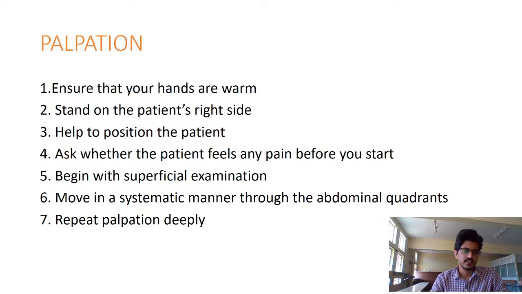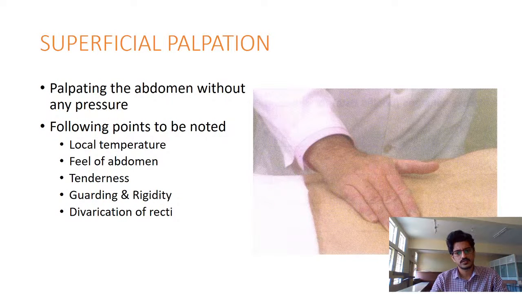Ask whether the patient feels any pain before you start, because if the patient feels pain in any region, you have to examine that region last. If you examine that region first, he may not cooperate. Begin with superficial examination and move in a systematic manner through the abdominal quadrants. Then repeat palpation deeply. So this is superficial palpation.